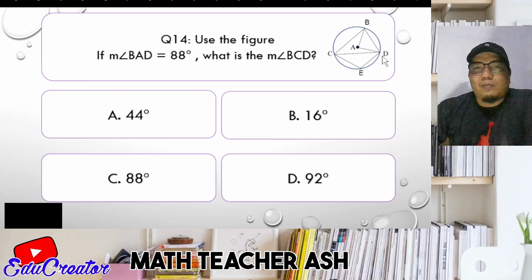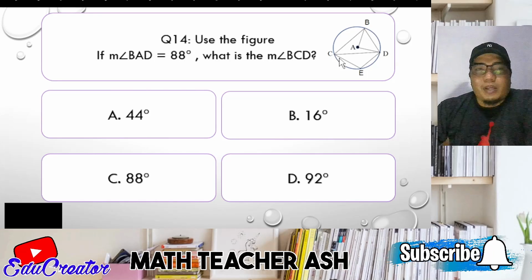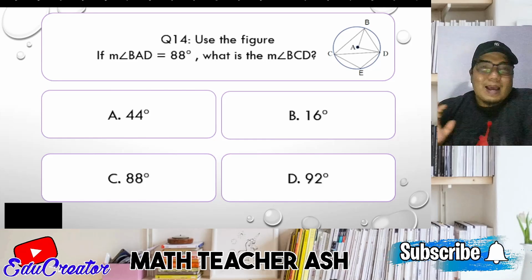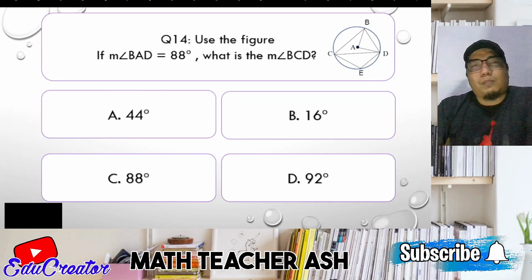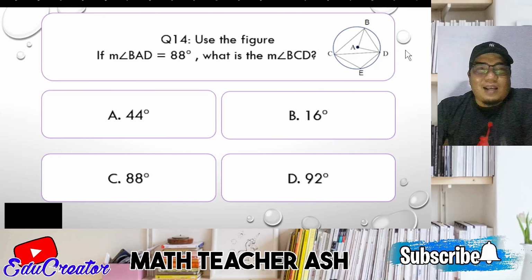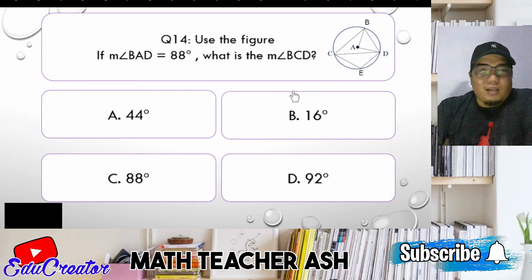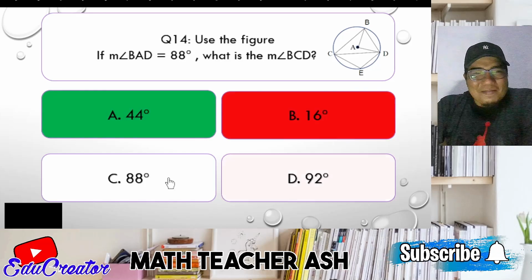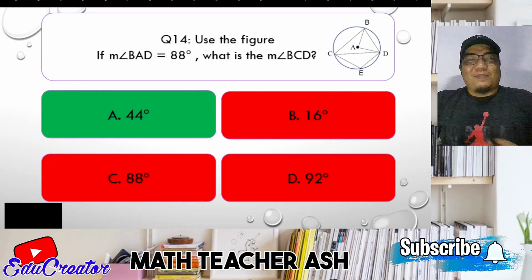So if that is the case, my dear math learners, in order for us to get the inscribed angle, it is again 1/2 the measurement of its intercepted arc. So, i-half lang natin ang given. So, 88 divided by 2. So, that is 44. Letter A. Okay, napakadali lang, my dear math learners.